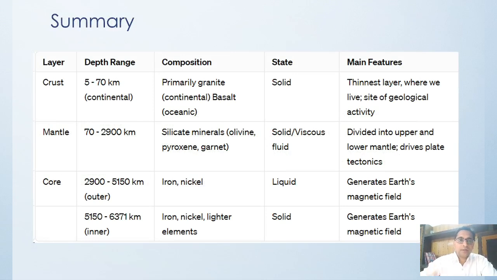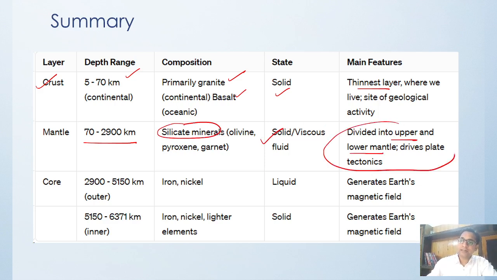Now, this is the summary regarding that. Crust is 5 to 70 kilometers, continental, primarily granite and basalt, solid in state, the thinnest layer. Mantle is from 70 kilometers to 2,900 kilometers, made of silicate minerals, solid and viscous fluid, right? Divided into upper and lower mantle, right?